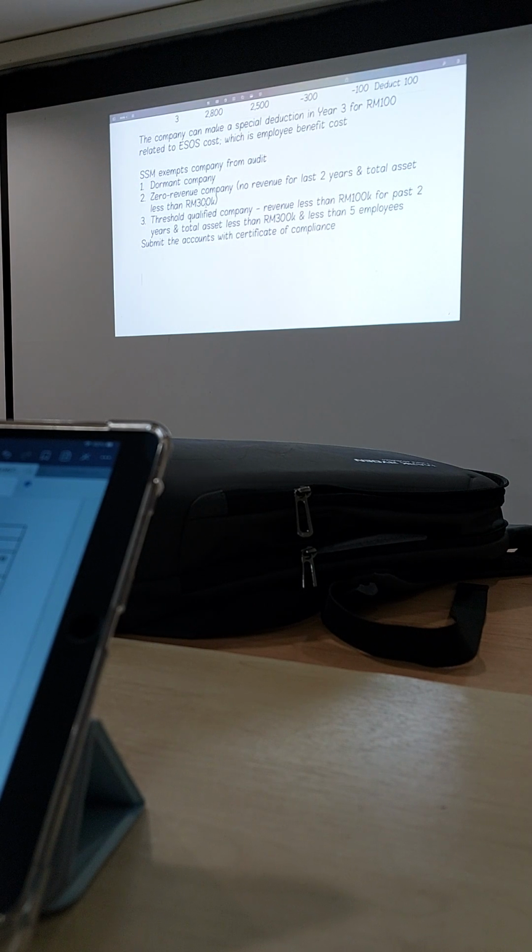So SSM currently exempts company from audit: dormant company, zero revenue company or threshold qualified company. Okay.